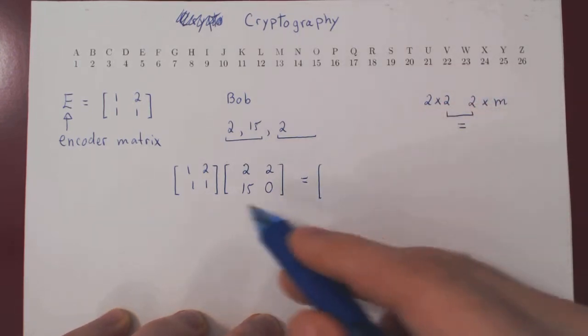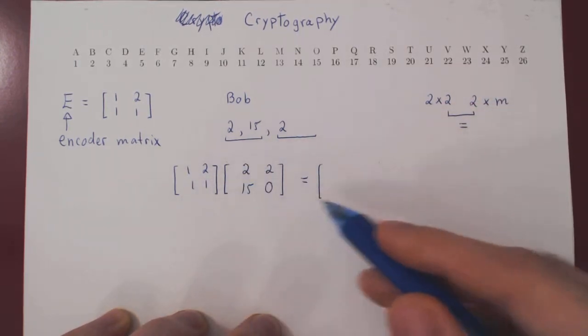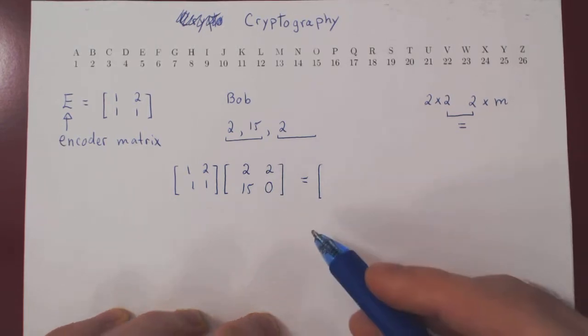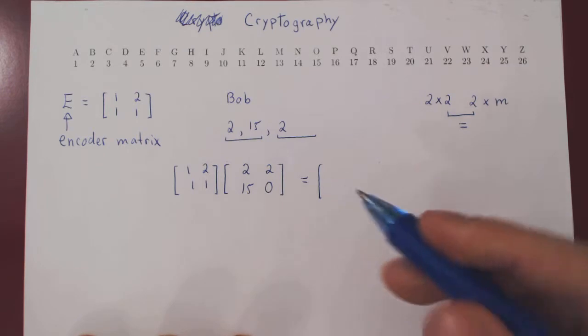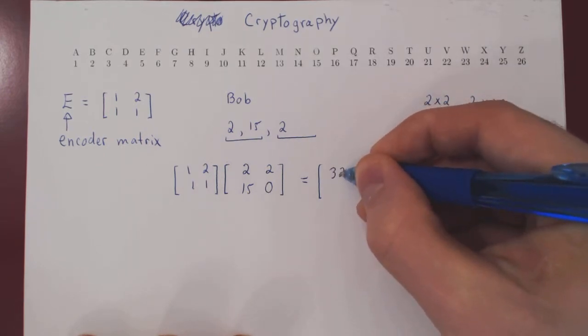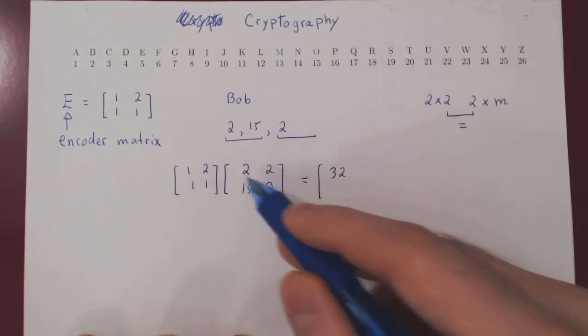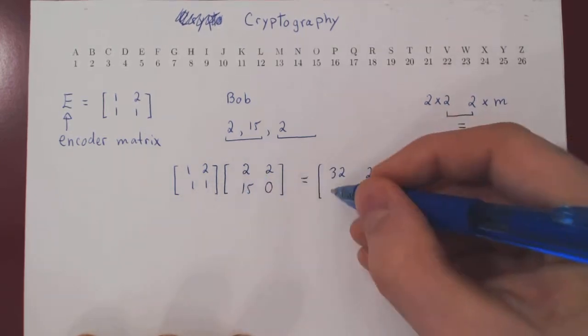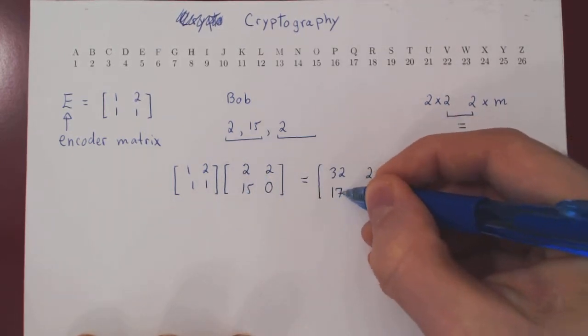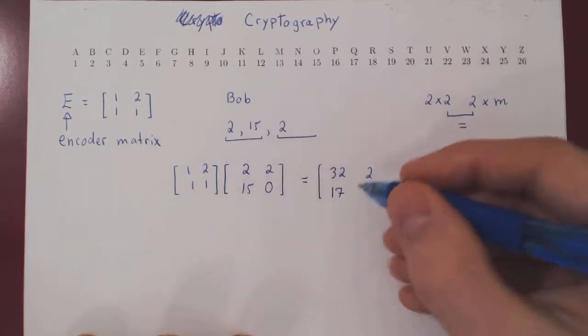Let's construct the first row. This is a 2 by 2. This is a 2 by 2. The result will be a 2 by 2. So 1 times 2, 2, plus 2 times 15, 30. That's 32. 1 times 2 plus 0, 2. 2 plus 15, 17. 2 plus 0, 2.